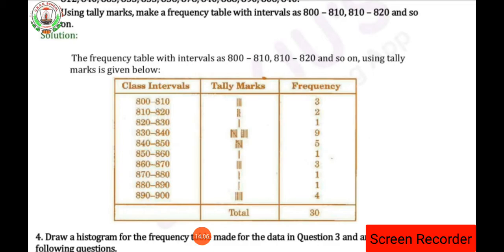Solutions for question number 3. Next question, let's see.